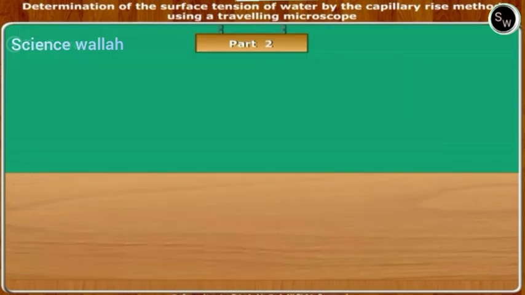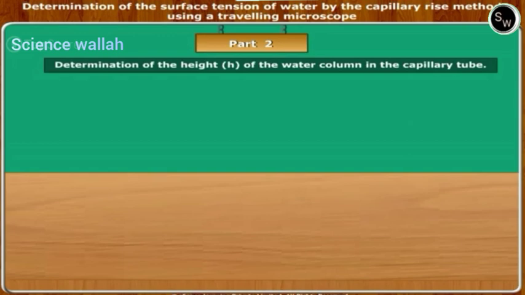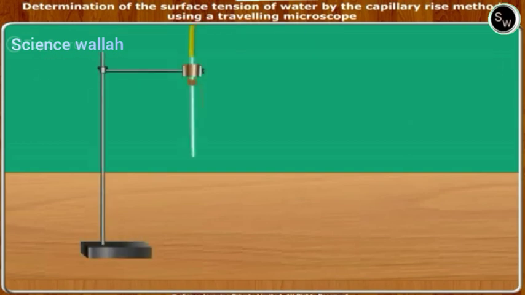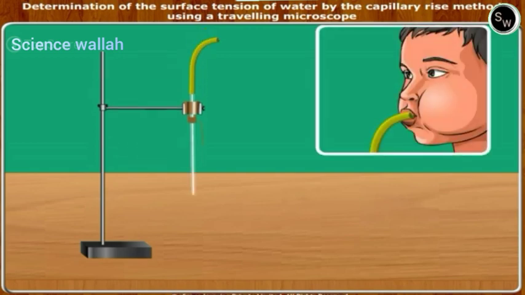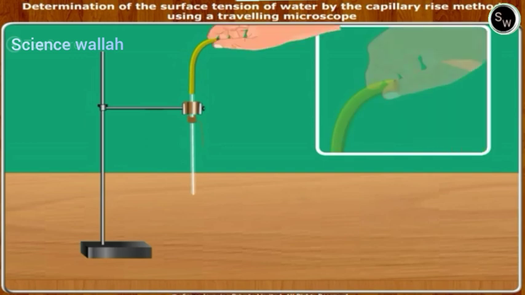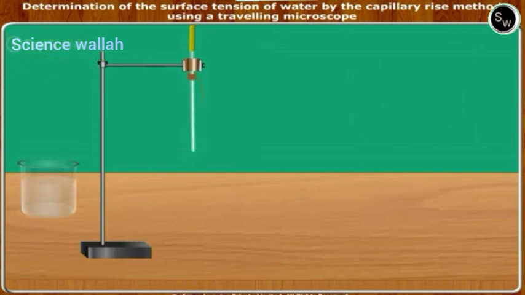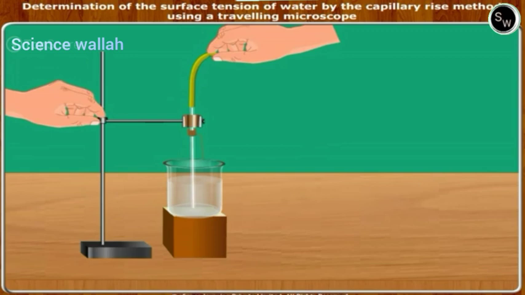Part 2. Determination of the height h of the water column in the capillary tube. Now, let us determine the height h of the water column in the capillary tube. Now, blow the capillary to remove the air bubble in the capillary. After this, press the rubber tube and dip the capillary in the water. Clamp it and then release.